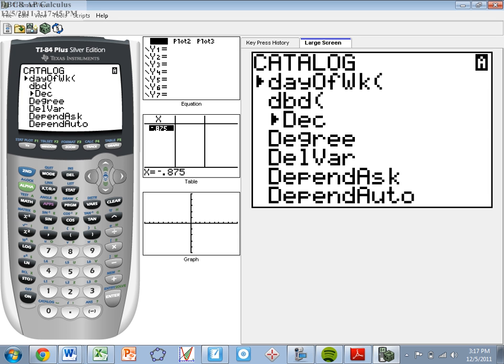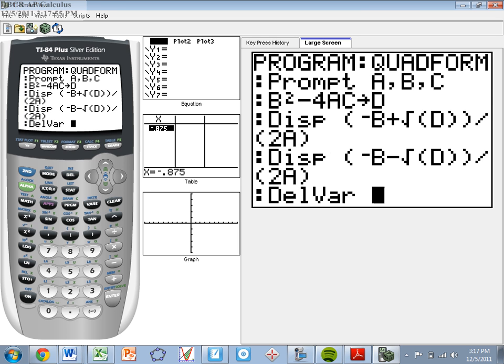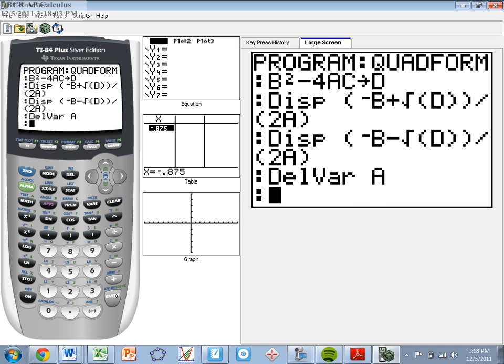DELVAR means delete the variable. So it's going to delete the A, B, and C after you use the program automatically. So go down to delvar, hit enter, and then we want to delete variable A. Now, unfortunately, for deleting variables, you can't use the comma command. So you've got to hit enter and do this again. So do delvar B, delvar C, delvar D.